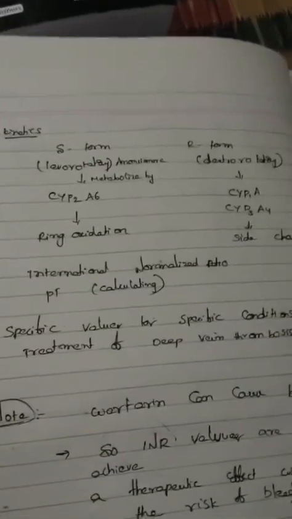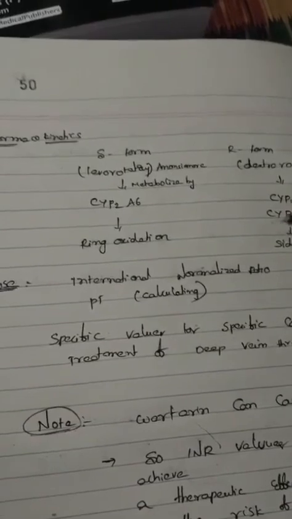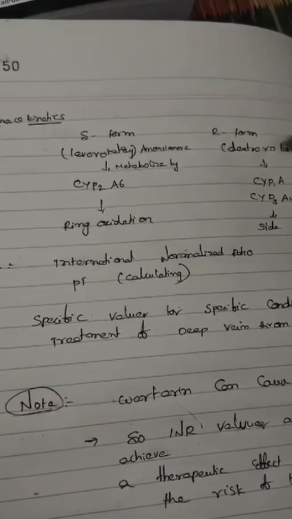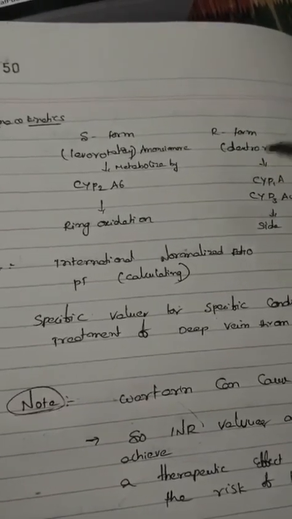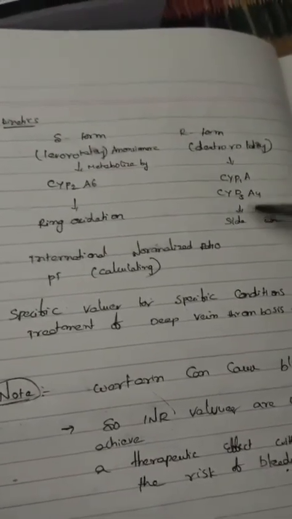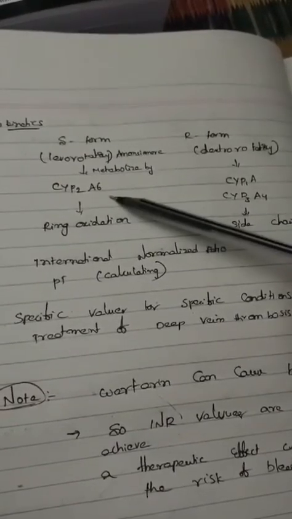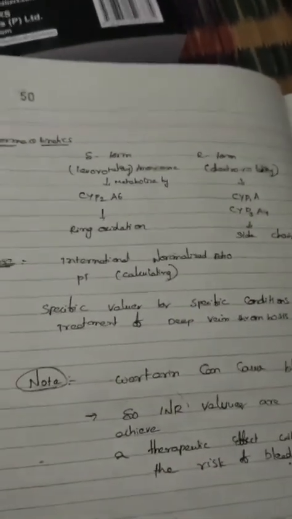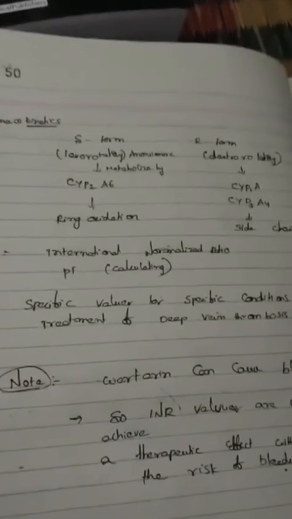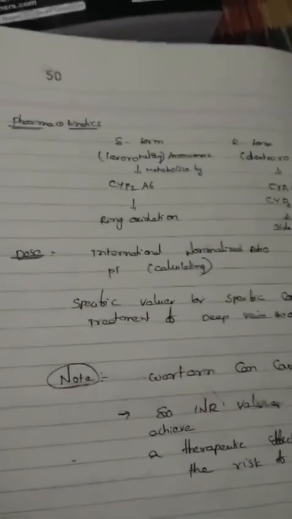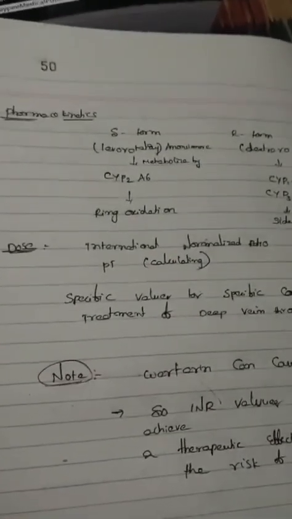So these are the things which come under pharmacokinetics. The S form is a levorotatory enantiomer, metabolized by CYP2A6, and the R form is the dextrorotatory enantiomer, metabolized by CYP1A and CYP3A4. It is also metabolized by the ring oxidation method and the side chain reductase method. Basically it is taken into the enterohepatic circulation, and in turn excreted through the kidney. That is the main thing which takes place with warfarin.